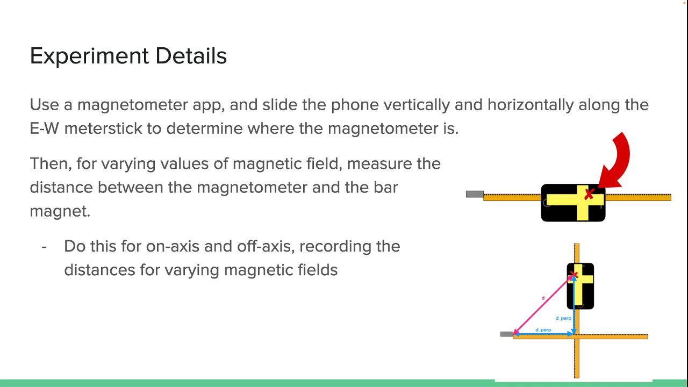So for the experiment, I used the magnetometer app on my phone and slid the phone vertically and horizontally along the meter stick to determine where the magnetometer was, as shown in this image, where the crosses of tape intersect. That's where the magnetometer is. Then I measured on-axis and off-axis magnetic fields, of which I obtained the results in the previous slide. Specifically for off-axis, I used the same distance vertically and horizontally, and calculated the magnetic field there.